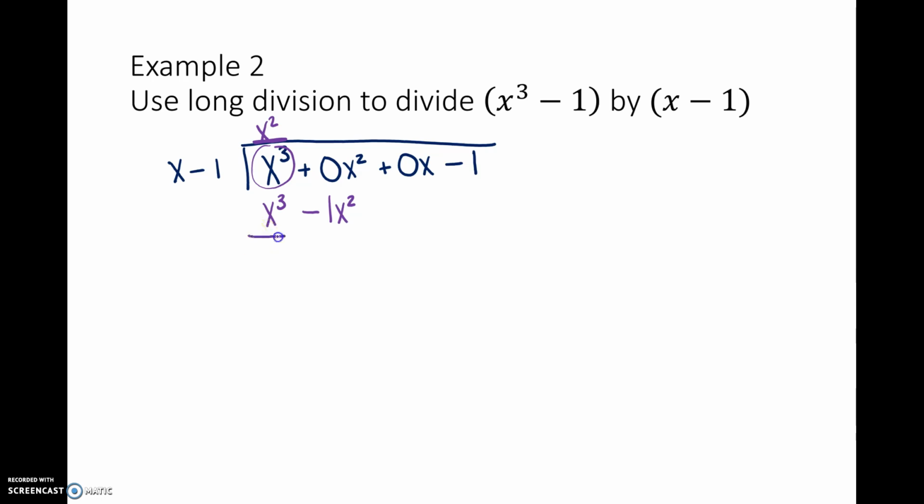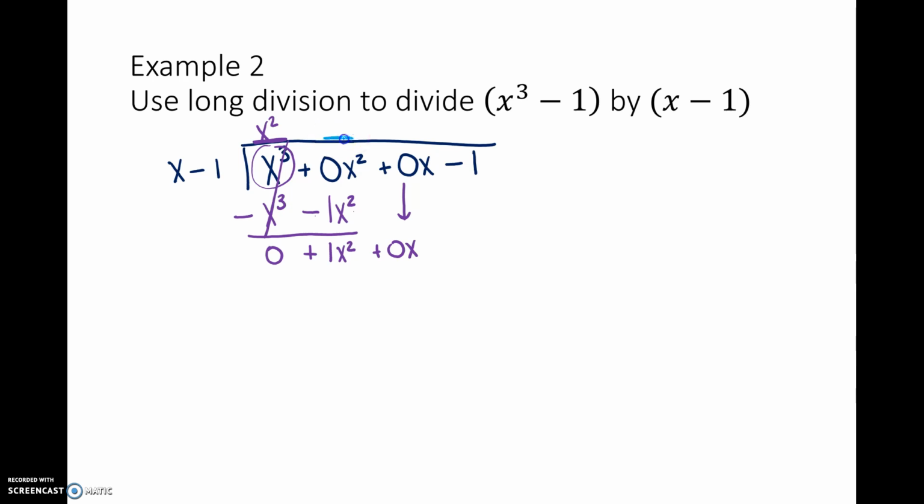Okay, then I subtract. X to the third minus x to the third is 0. You want that. If that doesn't happen, you did something wrong. Then remember we're subtracting 0x squared minus a -1x squared. And if that's difficult to do in your head, that's okay. Try in your calculator 0 minus -1. You should get +1x squared. Bring your next term down. And then you're ready for the next cycle.